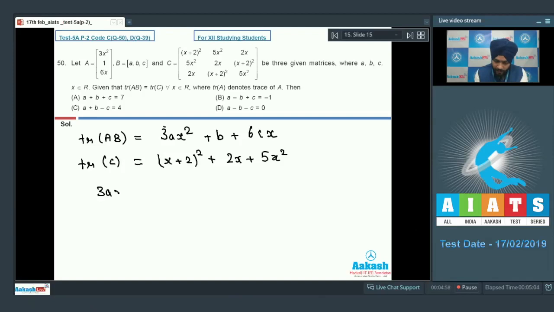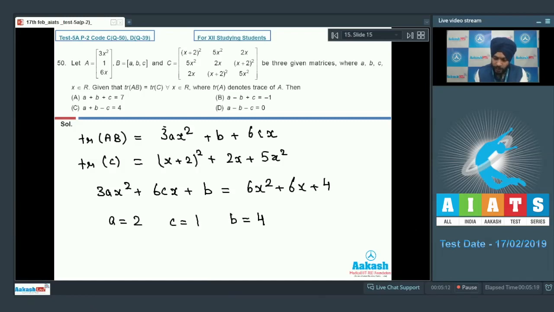So 3ax square plus 6cx plus b equals 6x square plus 6x plus 4. Clearly we have a equals 2, c equals 1, b equals 4. A plus b plus c is 7, correct. A minus b plus c: a plus c is 3, minus b is minus 1, so correct. A plus b, 6 minus 1 is 5, so this is wrong. A minus b minus c is 0, wrong. The final answer of this question is option A and option B.